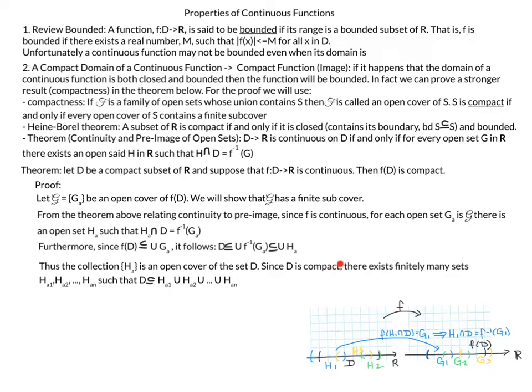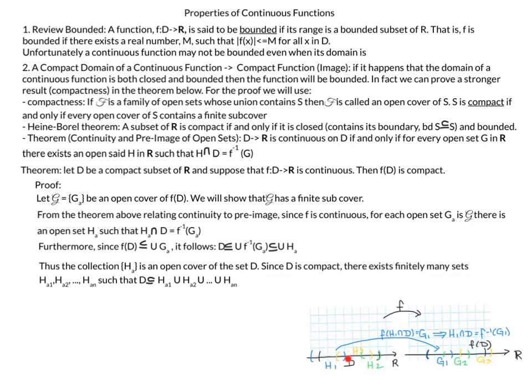Since D is compact, and how do we know D is compact? It was given to us up here. So D is compact. That means this is an open cover, but D is compact, so there is a finite number of HA that covers D. In other words, HA1, HA2, up to HAN, a finite collection, will cover D. So here D is covered by a finite set of H's.